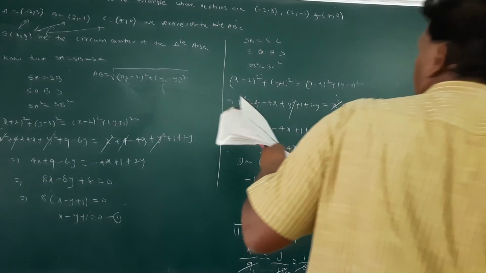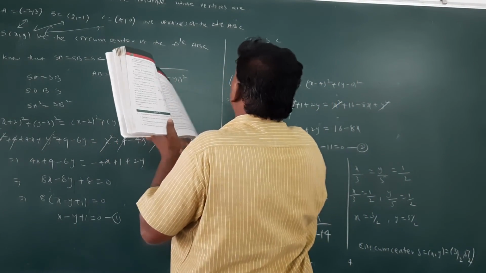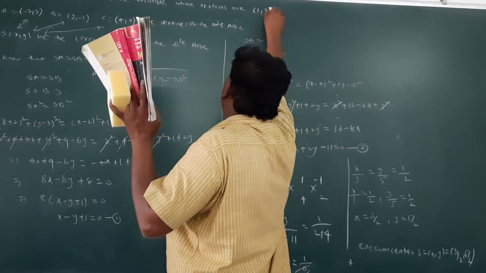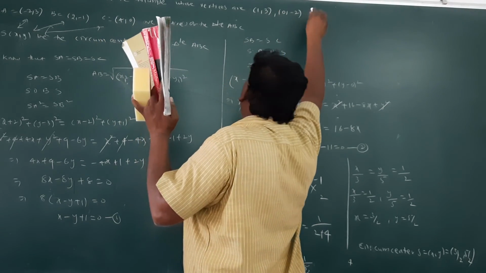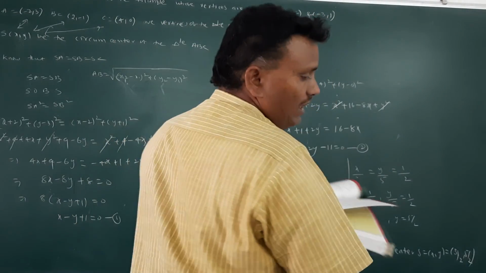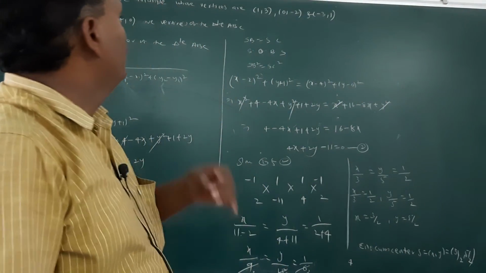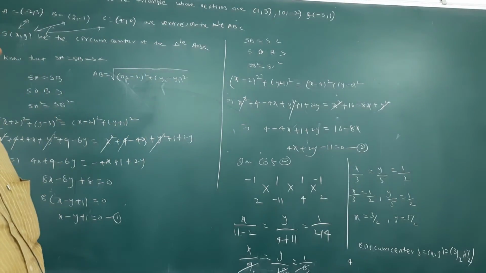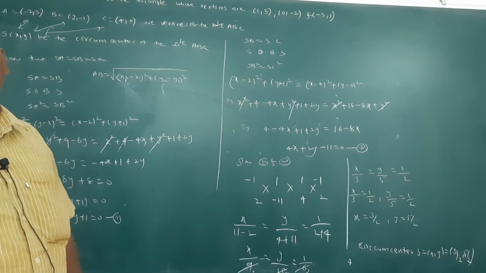Homework problem. Find the circumcenter of the triangle whose vertices are 1 comma 3, 0 comma minus 2, and minus 3 comma 1. Tomorrow you must solve the problem and send it to the WhatsApp number.